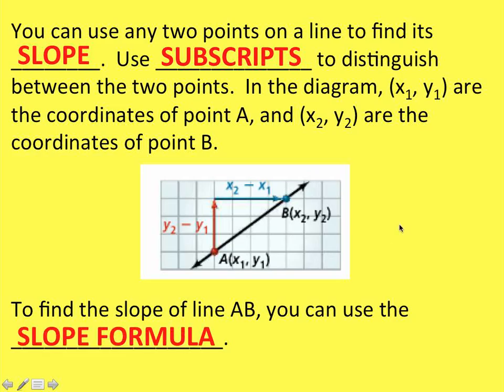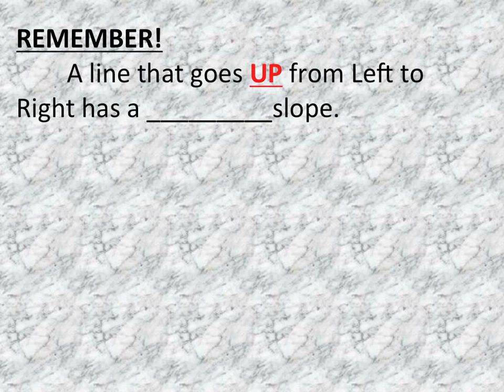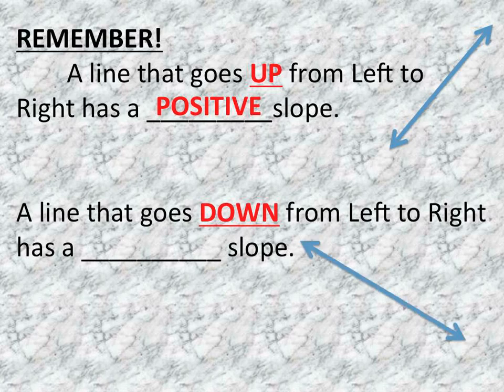To find the slope, we use the slope formula. If they gave me 2 points, not on a graph, I would use the slope formula. Remember that a line that goes up from left to right has a positive slope. Please draw a little sketch of that on your paper. A line that goes down from left to right has a negative slope. If you trace it with your finger from the left side to the right side, and remember up has a positive slope and down has a negative slope, that'll take care of a lot of problems you might have down the road.